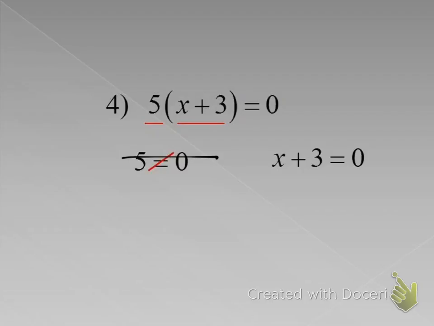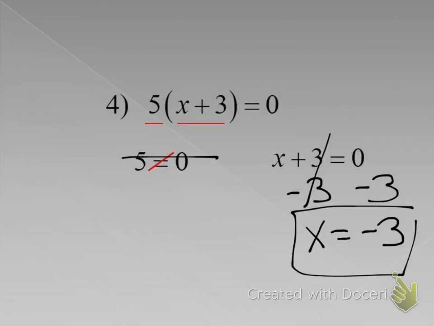Still recording. How do I get the x by itself in the back? Minus 3. Yes. To undo adding 3, we subtract 3. What is 0 minus 3? Negative 3. So there is only one solution here. We'll look at this type of problem a lot more tomorrow.